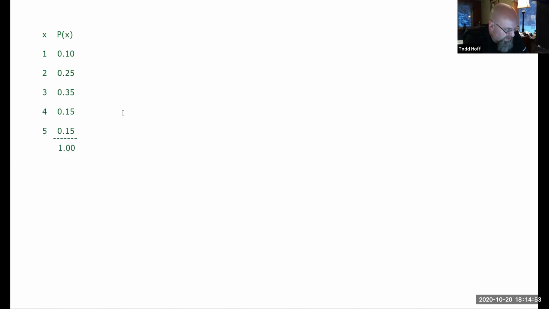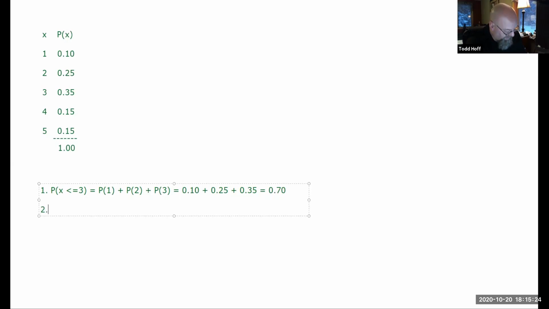Now we could ask questions like, what is the probability X is less than or equal to 3? That's probability of 1 plus probability of 2 plus probability of 3. So we can just add those up, which adds up to 0.70.